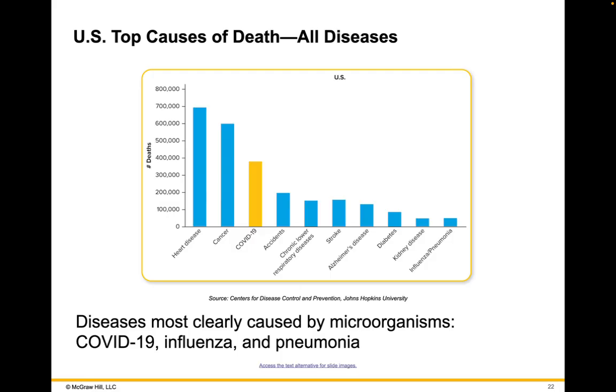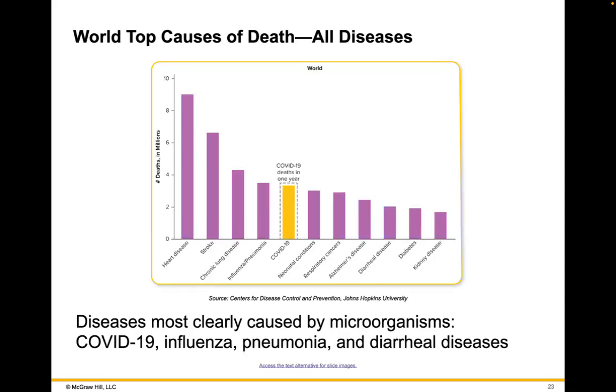Heart disease is so high in the U.S. due to our diet mainly. But what is caused by microorganisms? COVID, flu, and pneumonia. So of all diseases, here are the world's top causes. So we see heart disease is a world problem, stroke, chronic lung disease, influenza, pneumonia, COVID-19.